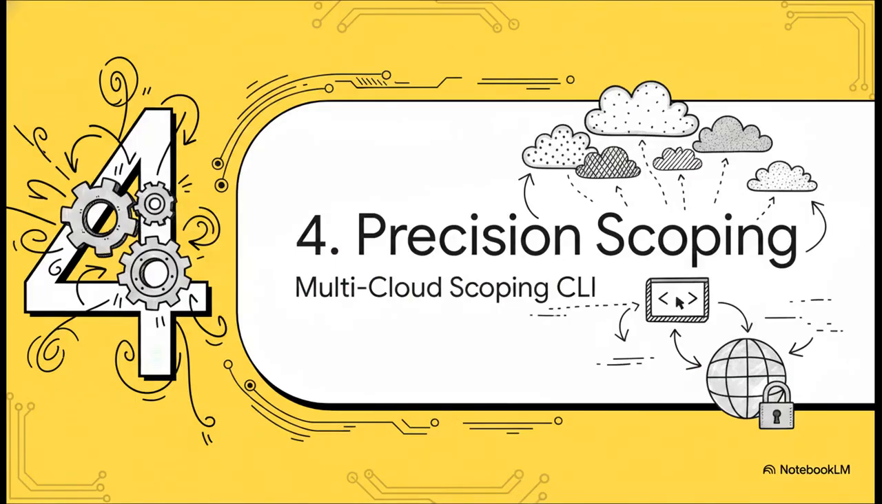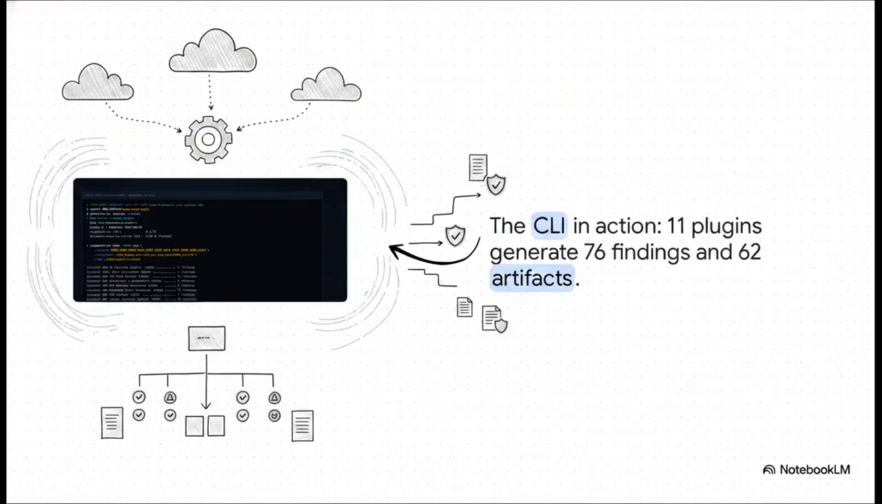Section 4, Precision Multi-Cloud Scoping. When you actually run this, the CLI is incredibly frictionless. Just by passing a CSV string of frameworks to the engine, it dynamically triggers its multi-cloud auditors. In a typical run, you might see just 11 specific plugins execute, generate 76 findings, and flawlessly route them to create those 62 evidence artifacts we talked about.